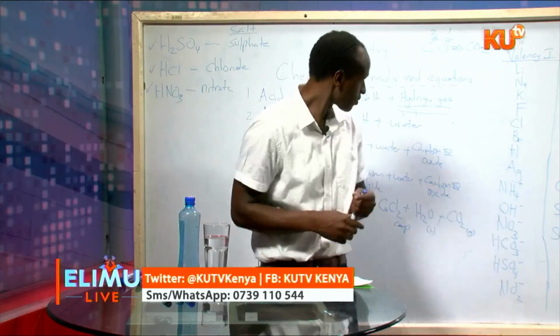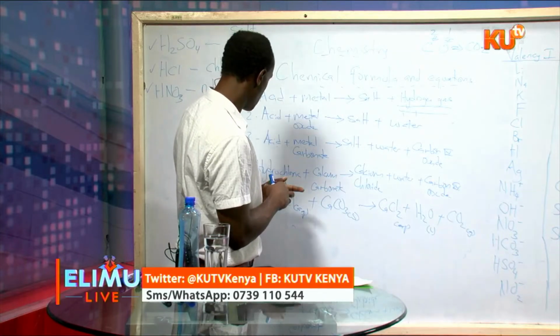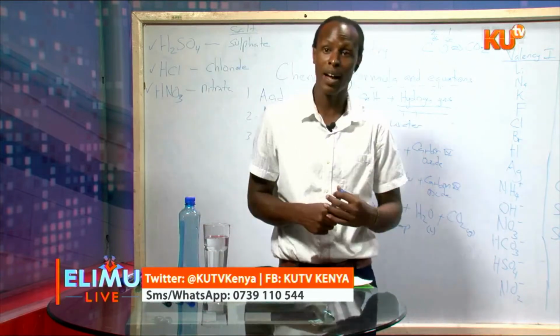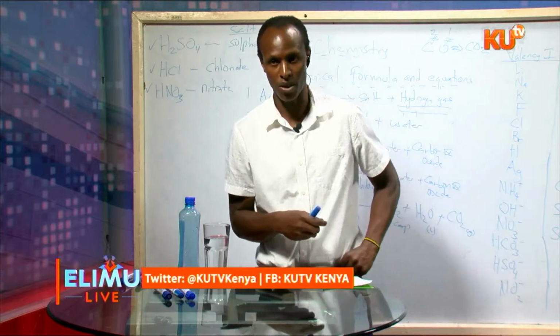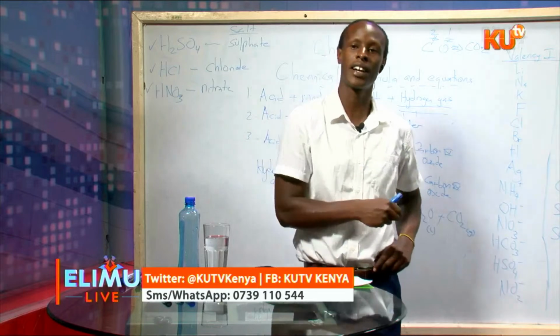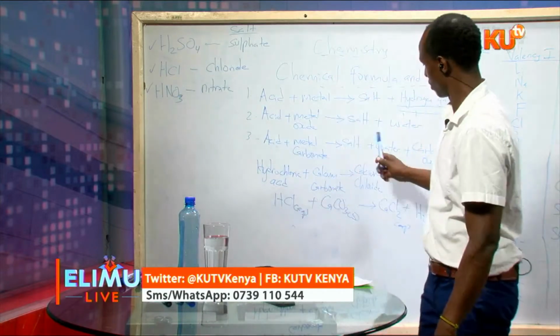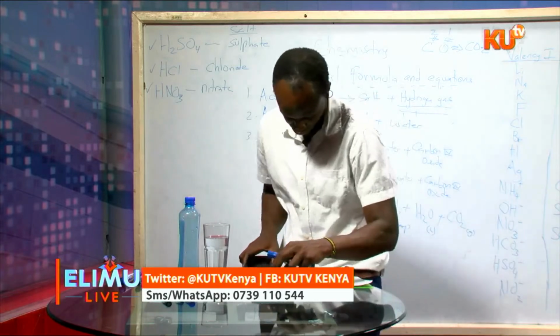The other one you are going to write is nitric acid plus sodium carbonate. We have written it for hydrochloric acid. So we have sulfuric acid plus magnesium carbonate and nitric acid plus sodium carbonate. The products are salt, water, and carbon dioxide.